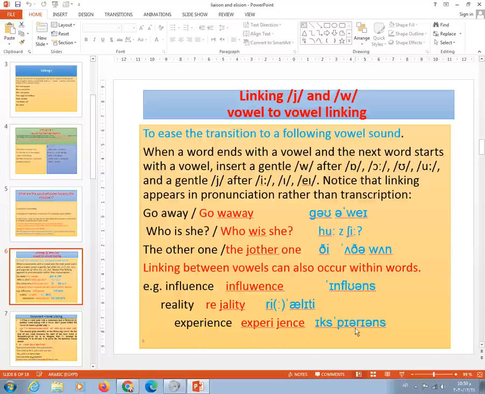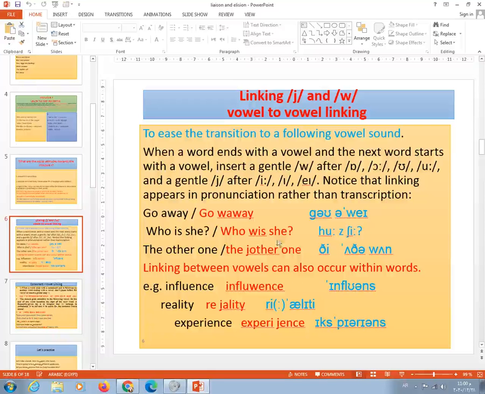Experience. We put experience here too, to make things easy in pronunciation. Okay, let's read the words again: go away, how, she, the other one, influence, reality, experience.